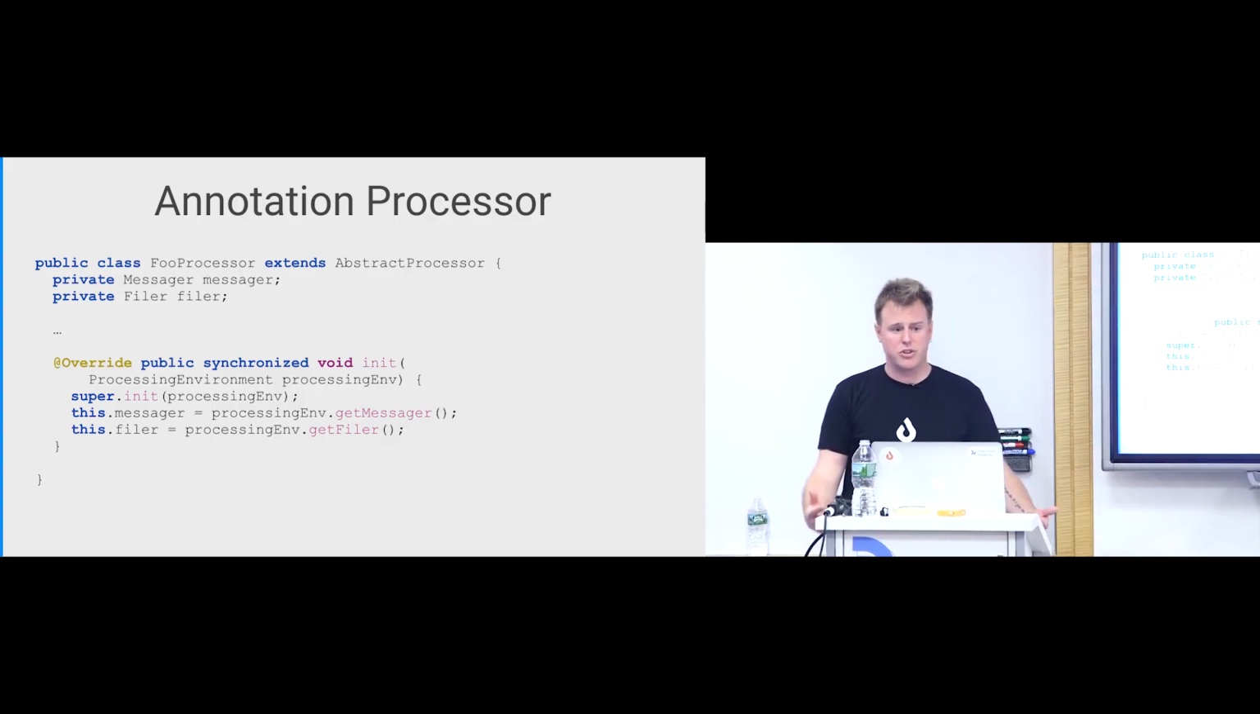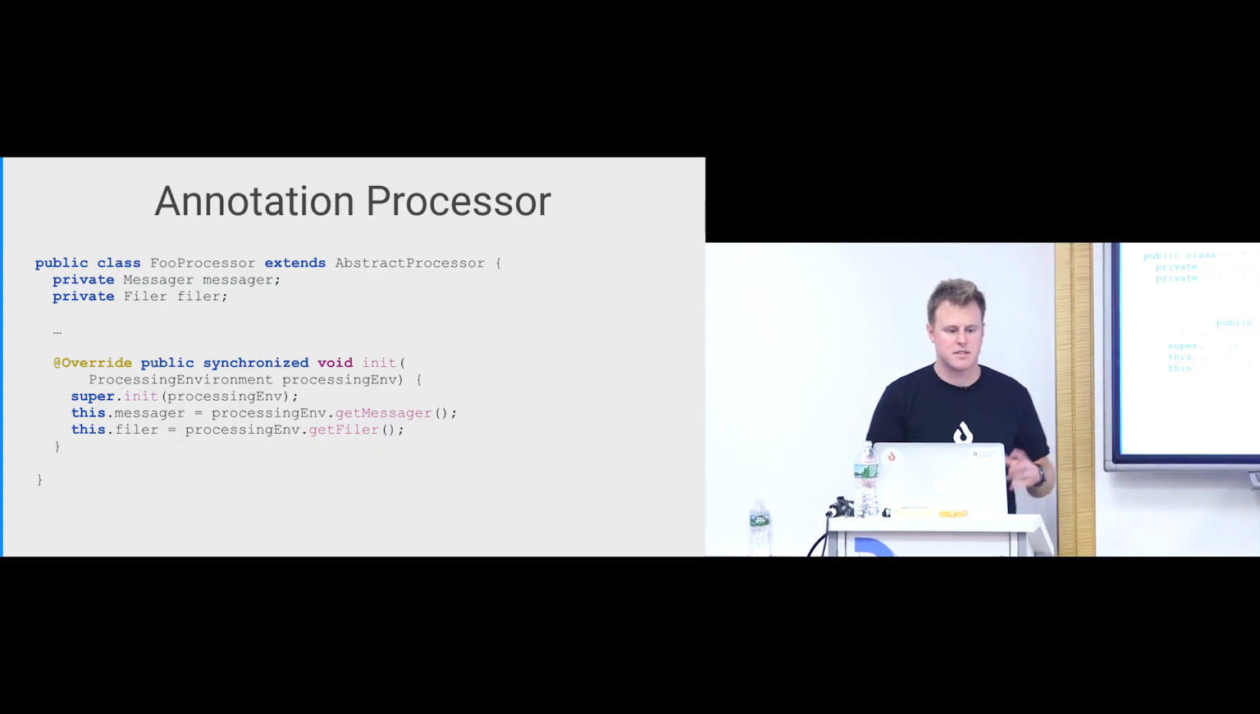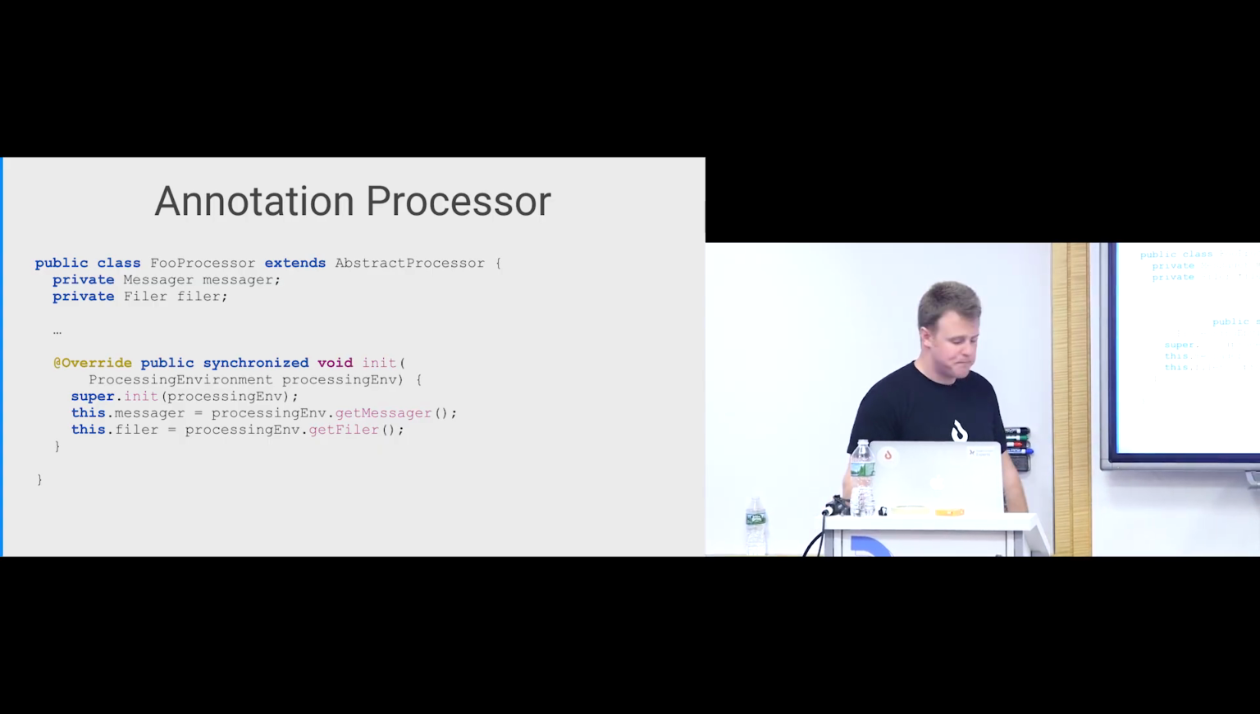This is how we're going to generate new files. The filer is our abstraction that knows where the build directory is, right? That's something you don't need to worry about, pathing on the file system and that kind of thing. So that's our init method.